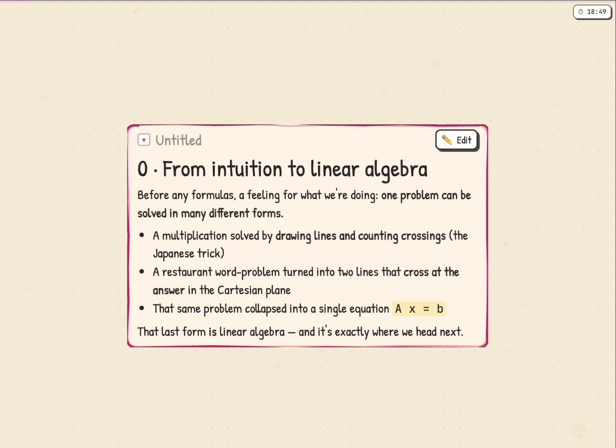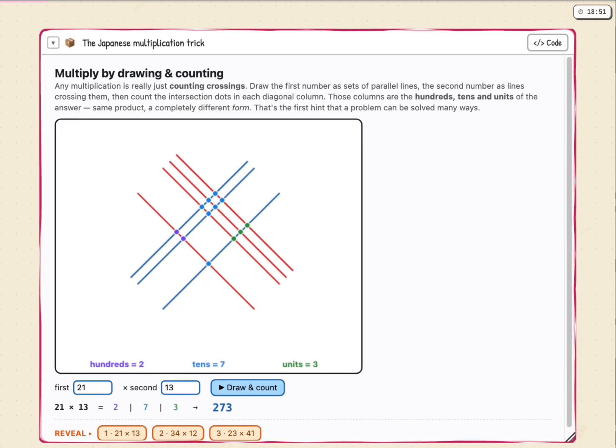This is sometimes called the Japanese multiplication trick, and it looks like sorcery the first time you see it. Watch. I want to multiply 21 by 13. Instead of doing it the way we learned in school, I'm going to draw it. For the first number, 21, I draw 2 lines, then a small gap, then 1 line, 2 and 1, 21. For the second number, 13, I draw lines crossing the other way, 1 line, a gap, then 3 lines, 1 and 3, 13. Now I just count where the lines cross.